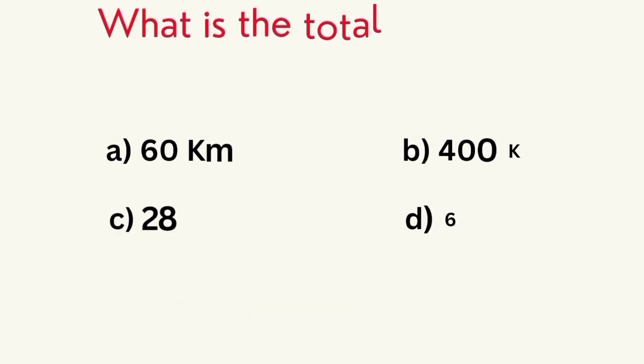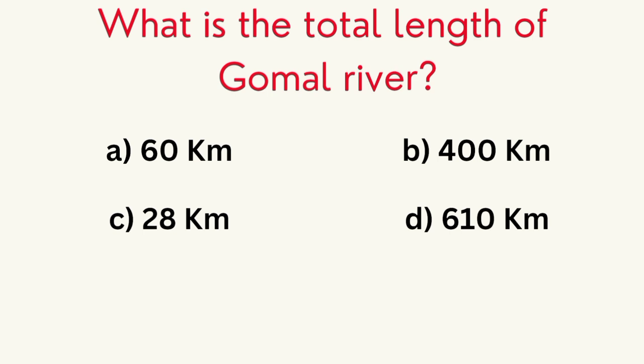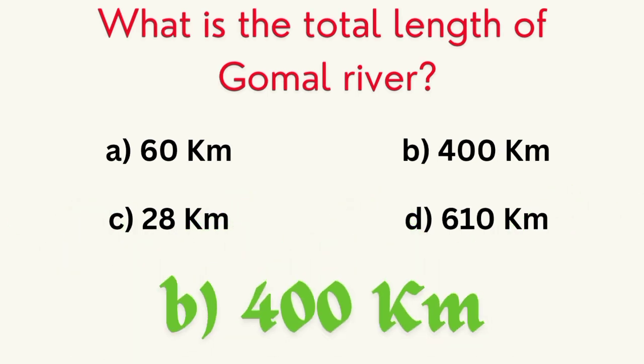What is the total length of Gomal River? A. 60 kilometers. B. 400 kilometers. C. 28 kilometers. D. 610 kilometers. Answer, B. 400 kilometers in Khyber Pakhtunkhwa.